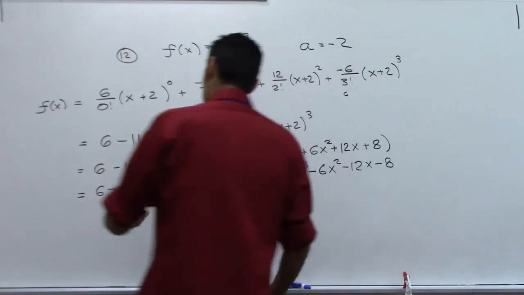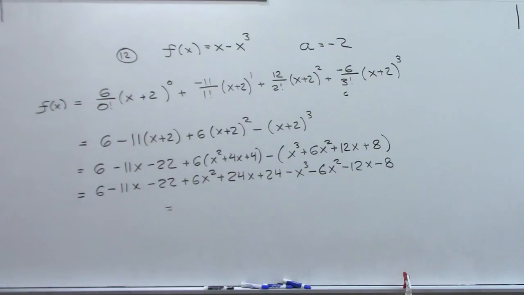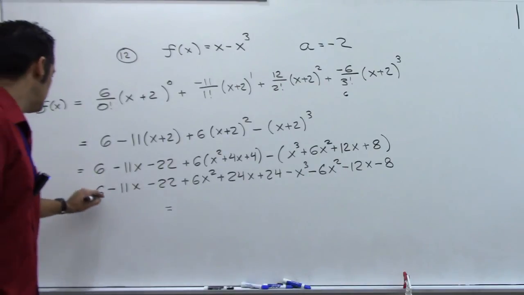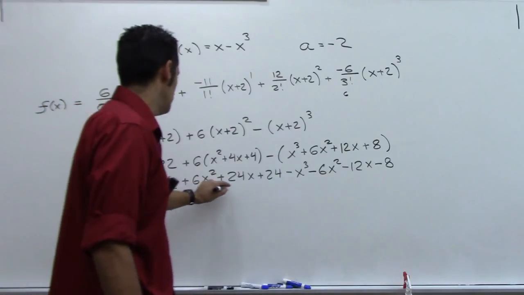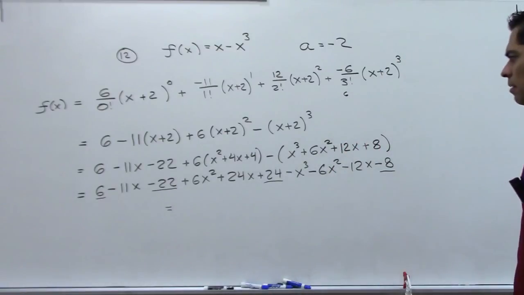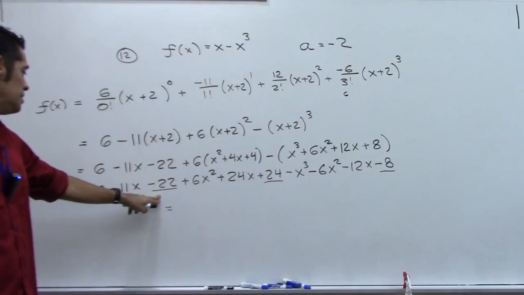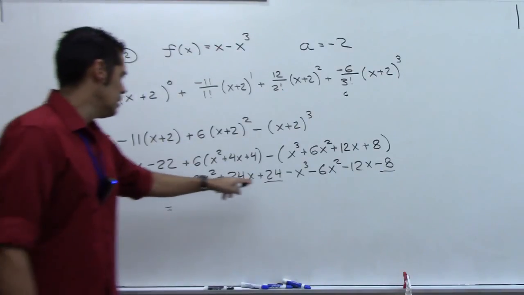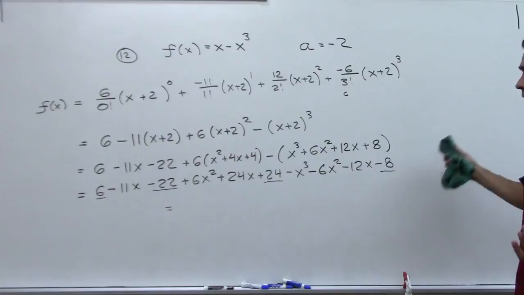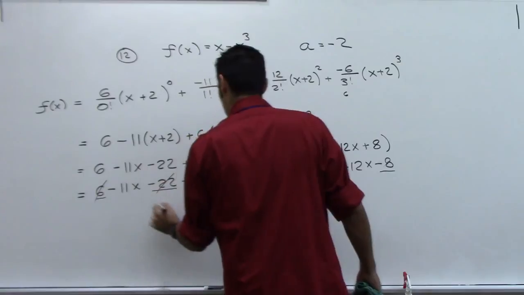And let me collect like terms together, and I guess it doesn't matter what order I put it in. Okay, how about numbers? 6 minus 22 plus 24 minus 8. So what is that? 6 take away 22 is negative 16. If I add 24 to that, I get 8, and then subtract 8, it's gone, so I don't have anything. These are gone. All the constants are basically gone.